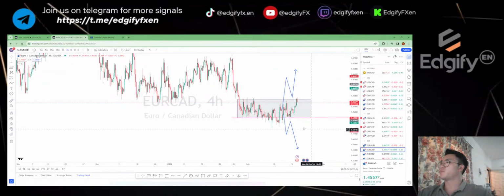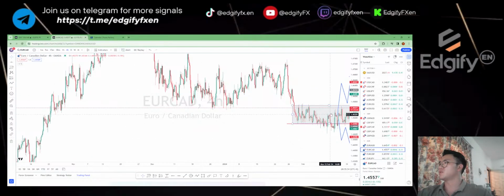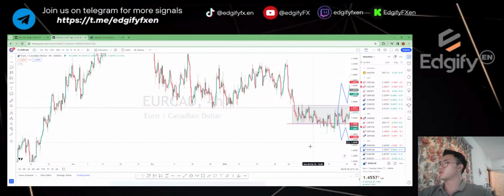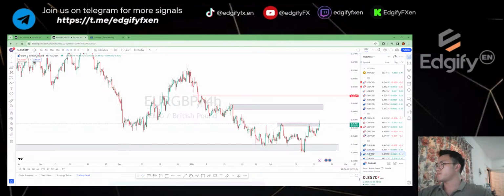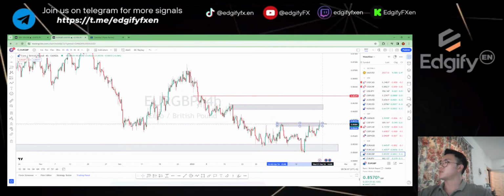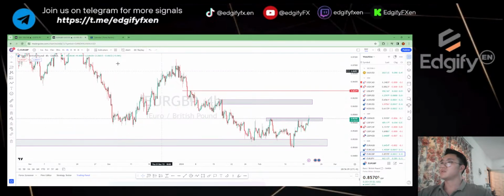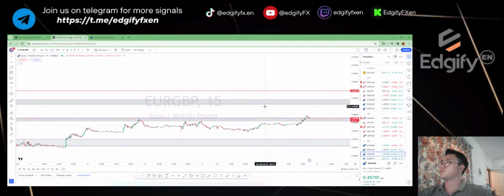So Euro CAD, I'll wait for more price action. I don't like this range here. I don't know what the price is doing here. So I'll wait for a better entry, better structure, and only then will I place my entry. Okay, Euro GBP right now is at this level, resistance here. But I don't have any confirmations for me to sell.